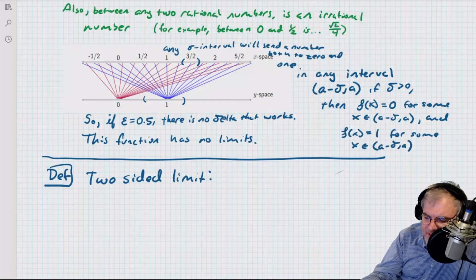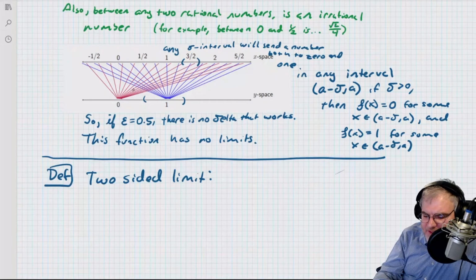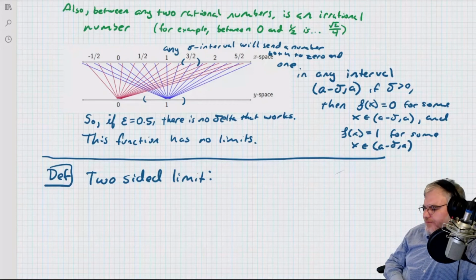Because the point is that the interval (a minus delta, a), I don't care what a is, I don't care what delta is, as long as delta is greater than 0, is going to contain a rational number, and it's going to contain an irrational number. And because of that, one of those will map to 0 and one of those will map to 1.